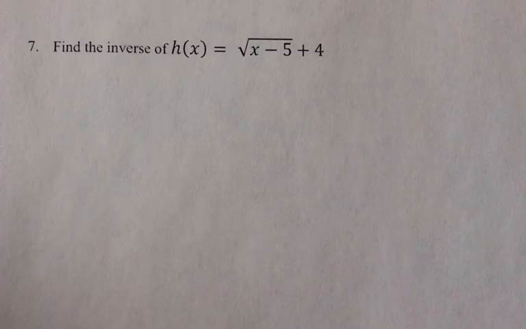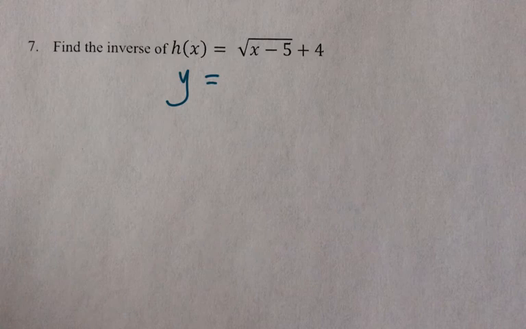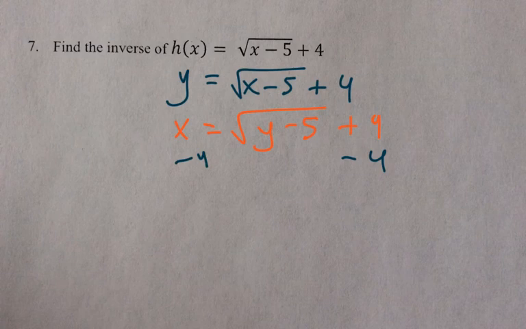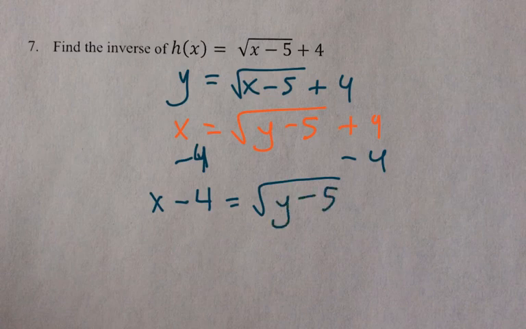The next example, again, we're going to start off by rewriting this as y equals square root of x minus 5 plus 4. We're going to switch our x and our y, so we have x equals the square root of y minus 5 plus 4. Then we're going to solve for y. So the first thing I need to do is move my 4 over. So I get x minus 4 equals the square root of y minus 5.